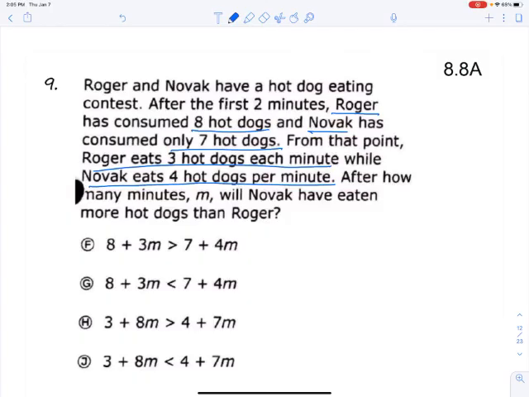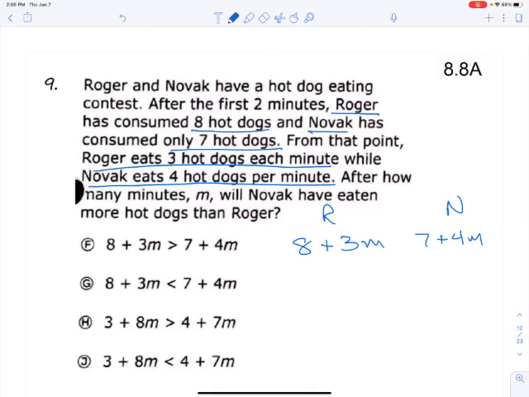Okay, so the first thing that we've got to do is write expressions that represent Roger and Novak. Okay, so let's talk about Roger. Well, we know Roger had 8 hot dogs originally. And then what did he do? After that 2 minutes, he eats 3 hot dogs per minute. So plus 3 hot dogs per minute. Okay, and now we need to do Novak. Okay, now Novak had 7 hot dogs, and he was going to consume 4 hot dogs per minute. So this is Roger, and this is Novak.